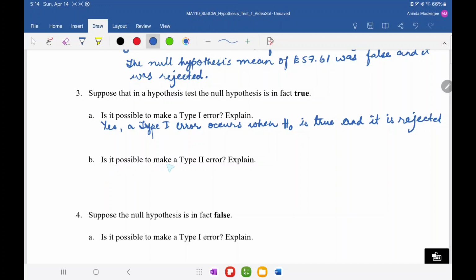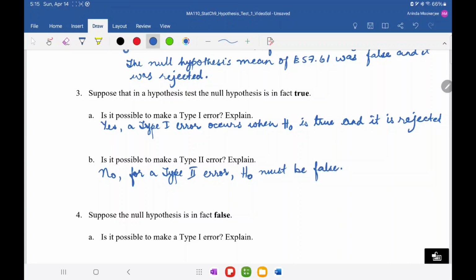B says, is it possible to make a type 2 error? Explain. No. When the null hypothesis is true, we cannot make a type 2 error. For a type 2 error to occur, the null hypothesis must be false. Null hypothesis is false and we fail to reject it. That's when type 2 error occurs. So your answer for this one should be no. For a type 2 error, the null hypothesis must be false.